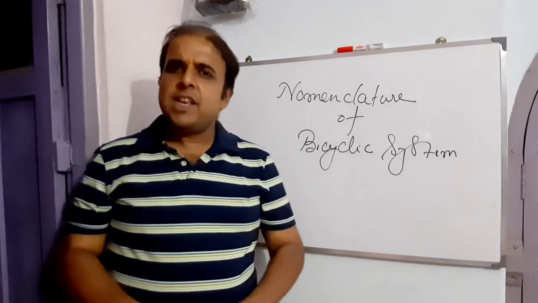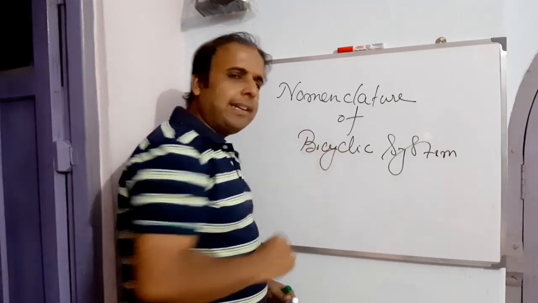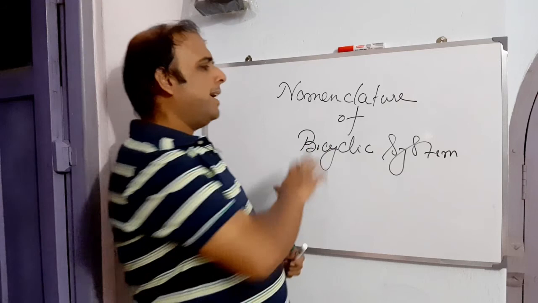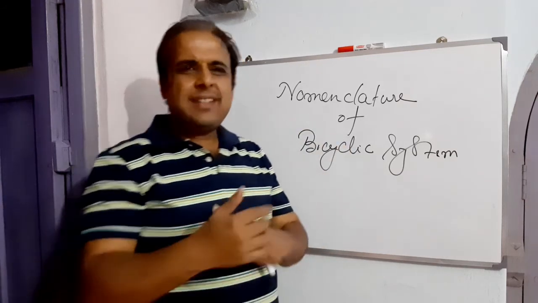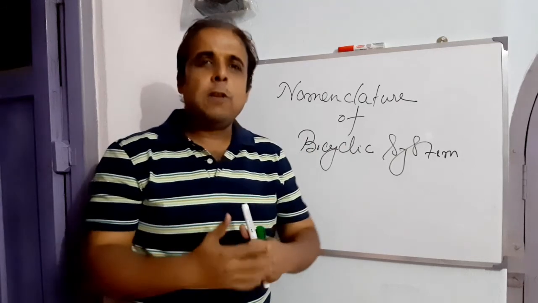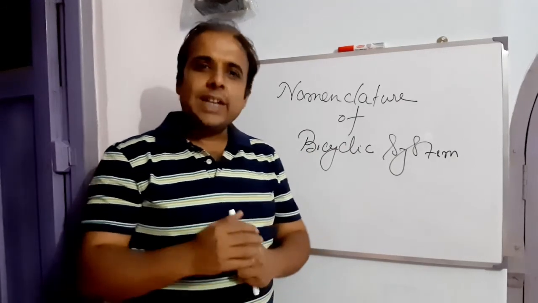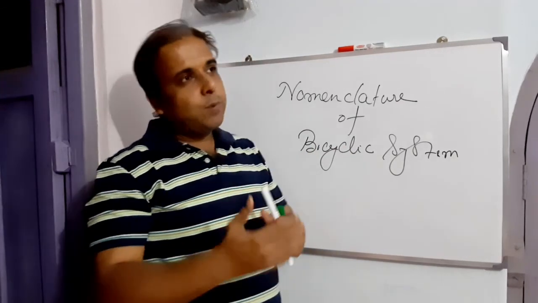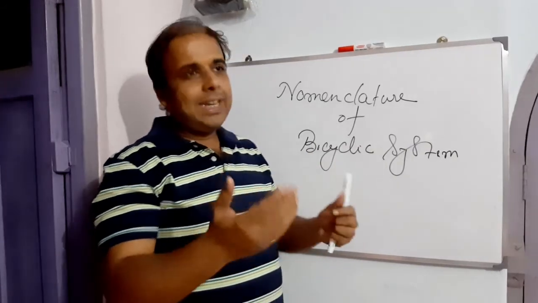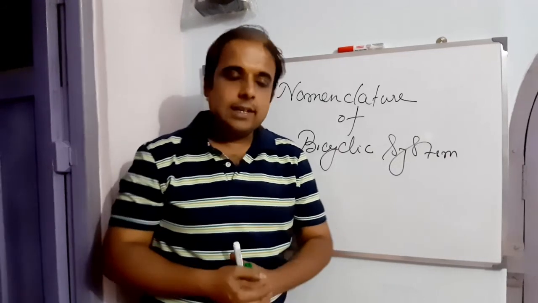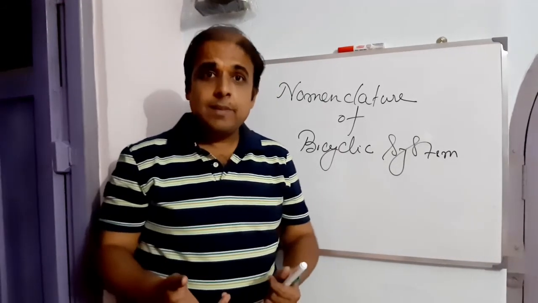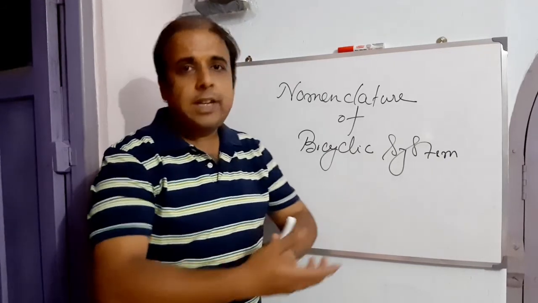Today, the topic which I have selected is the nomenclature of bicyclic systems. Usually we get stuck while dealing with this nomenclature, especially of bicyclic or polycyclic systems, because sometimes we have to come across polycyclic systems, that means more than bicyclic. Bicyclic is an example of a polycyclic system, but sometimes we have to deal with a tricyclic system, and it carries a different way of nomenclature.